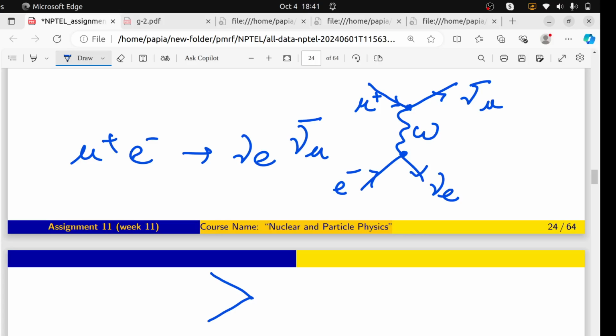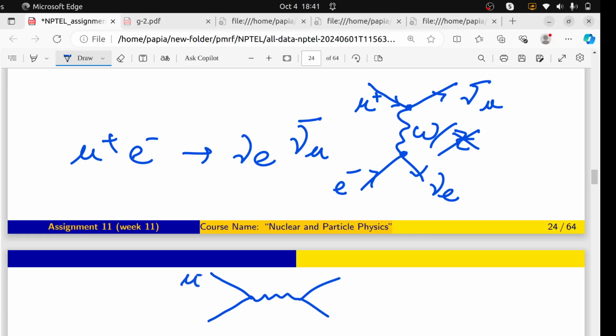For Z, obviously this type of thing we can say, right? For these things Z cannot be there, right? Because the charge is not conserved here. So for having the Z, we can have only the S channel.